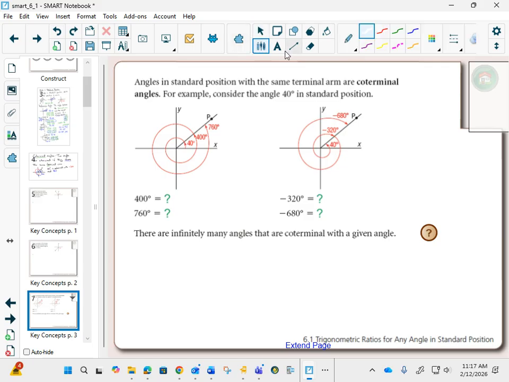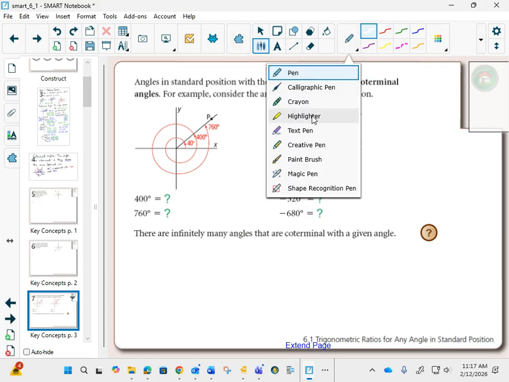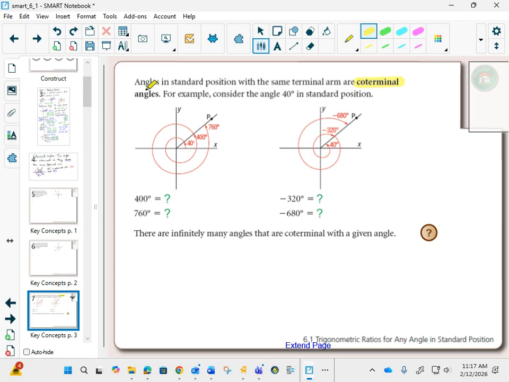They talk about, and you can highlight it if you want, the textbook talks about coterminal angles and they give some examples. Look at all of these, they end in the same place. But interestingly, does it make sense? There are an infinite amount of angles that are coterminal with any given angle.